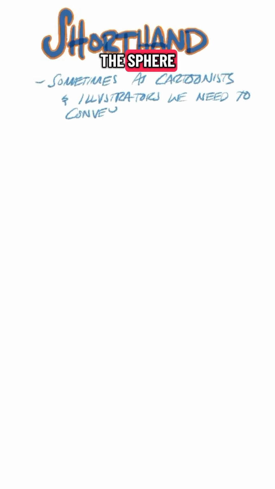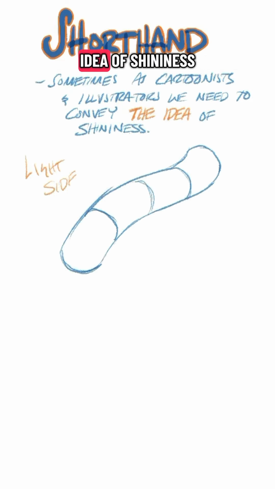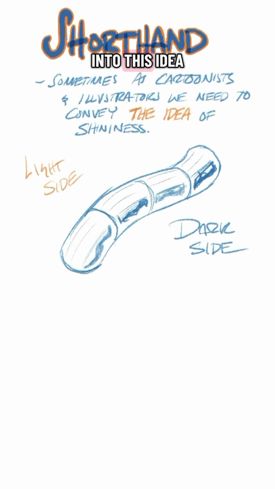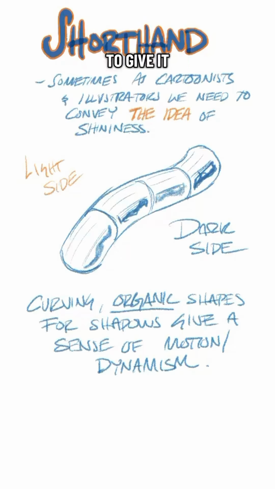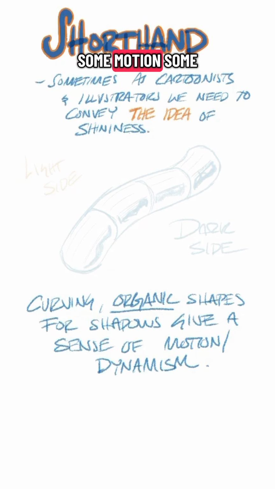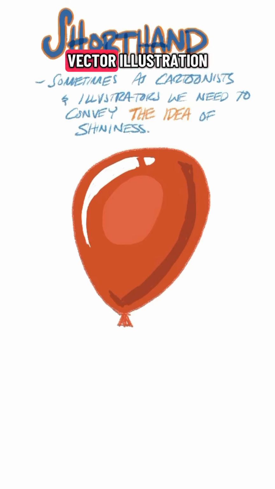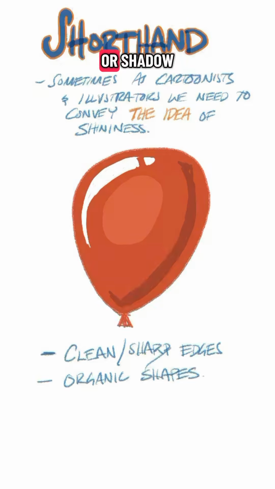Now, if you've just been hanging on for the shorthand, it actually isn't all that different from what we've just done with the sphere, but this is a little trick for cartoonists and illustrators to convey the idea of shininess. In this, I'm just dividing my cylinder into this idea of light side and dark side, and layering in some of those same kinds of organic shapes to give it a sense of sheen, some motion, some dynamism. Do it again with something a little bit more basic, like you might see in a vector illustration of, say, a glossy balloon. Big thing to remember, whether light or shadow, those organic shapes should reinforce the idea of volume of the form.